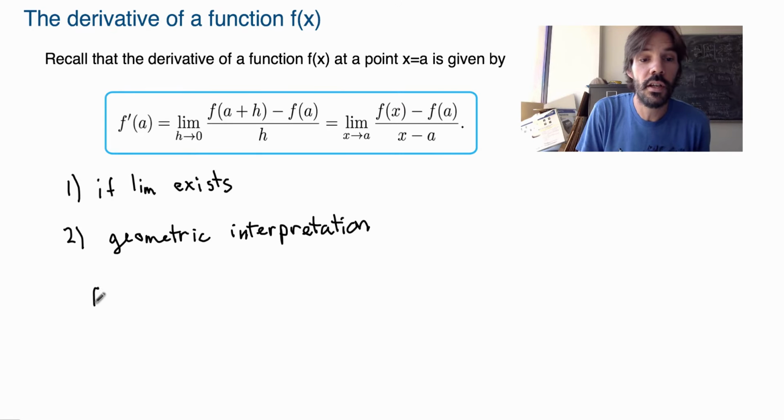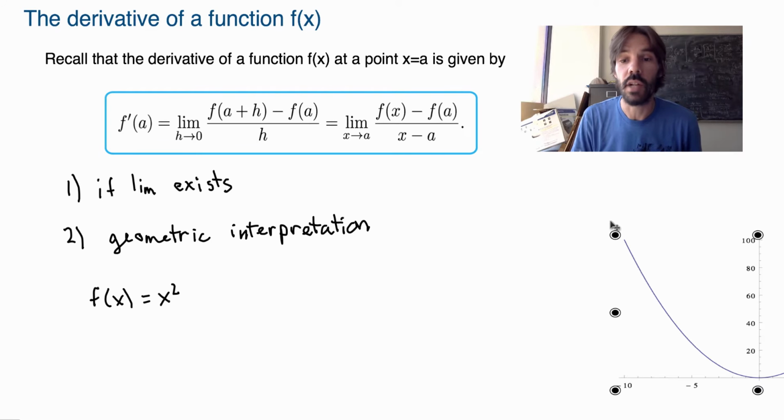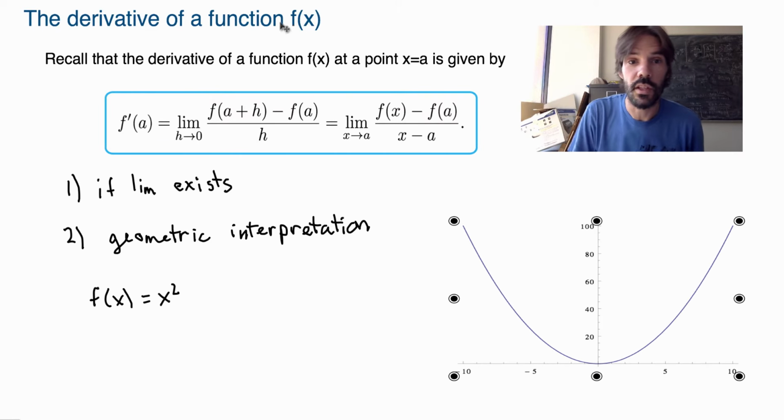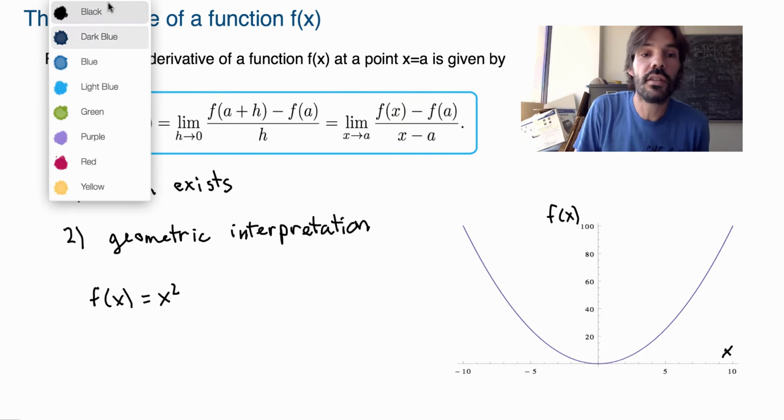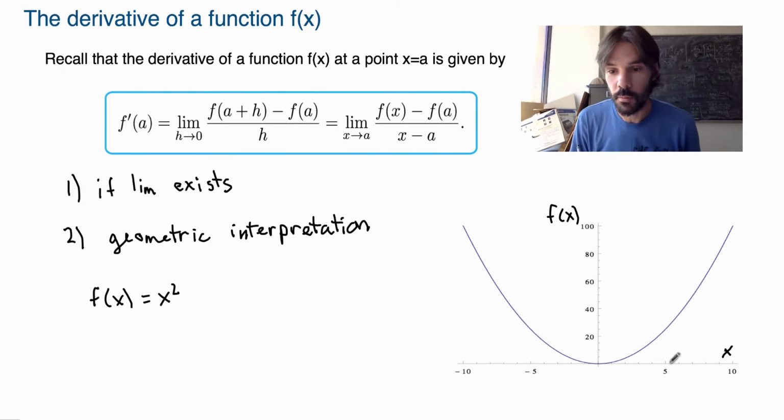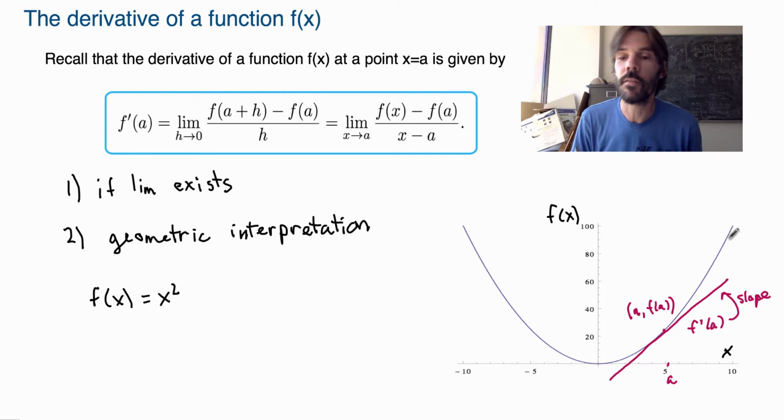So let's choose a function. Say I choose a function being equal to x squared. Now I can graph my function, so graph f of x as a function of x, and what I get is something like this. So this here is a graph of the function f of x as a function of x. Okay, now what does the derivative mean in this setup? Well, let's choose a point x equals a, then there's a corresponding point here, a, f of a, and what the derivative does is give me the slope of the tangent line at this point. So f prime of a gives me the slope of this tangent line here.